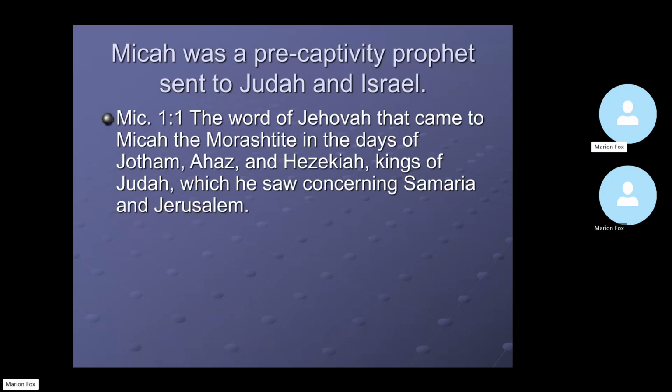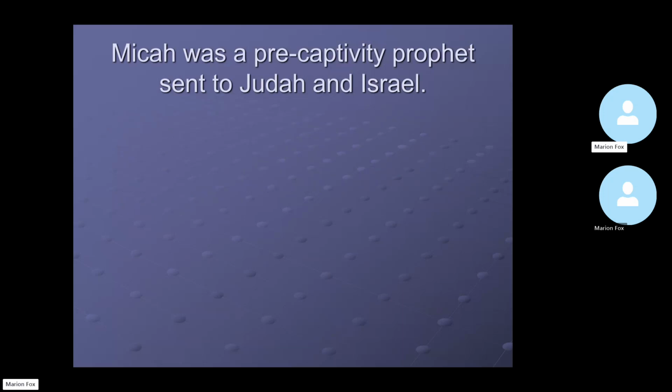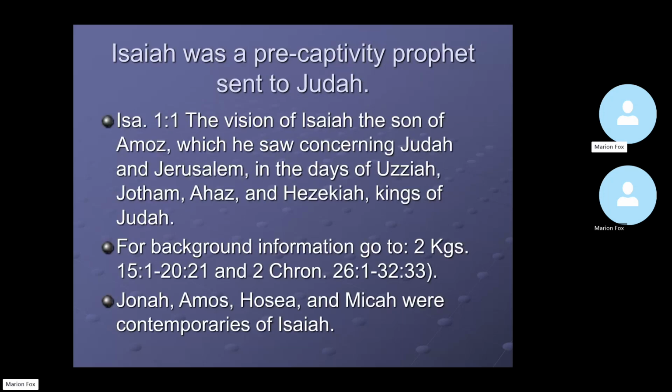Now let's look at Micah and we can see my evidence for my point. He said, the word of Jehovah, this is Micah 1:1, that came to Micah the Morashite in the days of Jotham, Ahaz, and Hezekiah, kings of Judah. So let's back up a little bit to Isaiah. It was Uzziah, Jotham, Ahaz, and Hezekiah. So Isaiah began prophesying before Micah because he was prophesying in the reign of Uzziah and these other three kings.